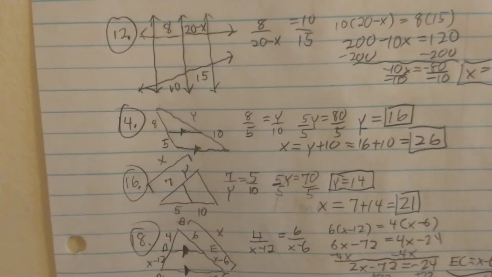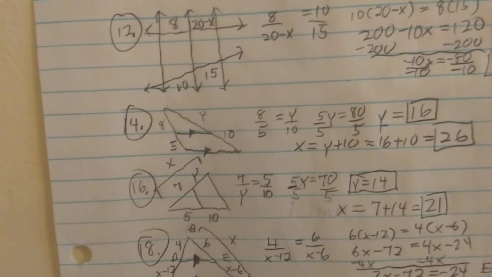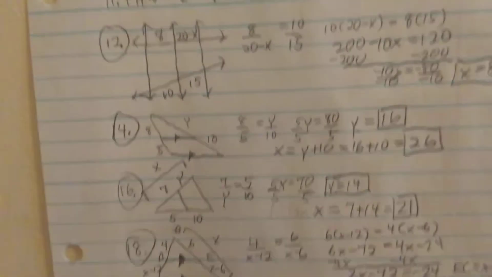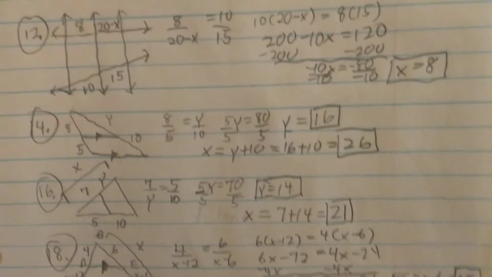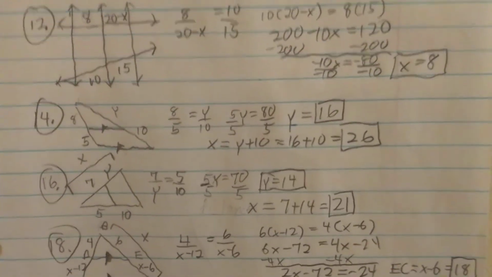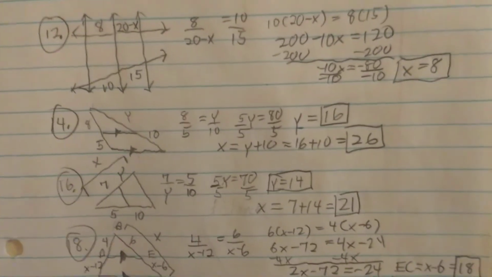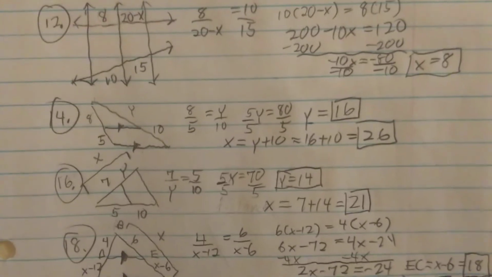Okay, now in problem 12, we have 3 sets of parallel lines, and we have 2 sets of 2 parts on top and 2 parts on bottom. So the left part over the right part on top, 8 over 20 minus x, is equal to 10 over 15 on the bottom. So cross multiplying, 10 times 20 minus x is 8 times 15. Multiplying through on the left, 200 minus 10x is equal to 8 times 15 on the calculator, or 120.